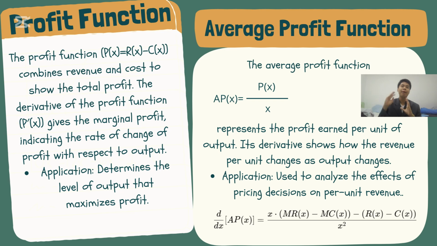I get the profit function by subtracting the cost function from the revenue function. The use of the derivative of the profit function, which is called the marginal profit, is to determine the level of output to maximize the profit. Next, the average profit function, which is the profit earned per unit of output. So the function is the profit function divided by x. The application of the derivative to this average profit function is to analyze the effect of pricing decisions on per unit revenue.